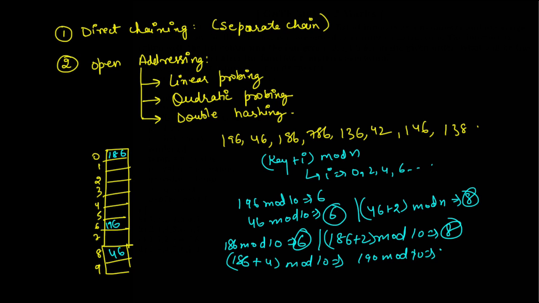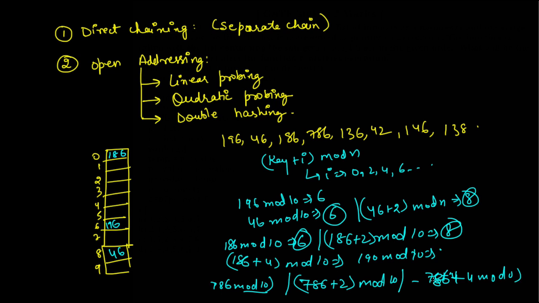Now the next data is 786. So 786 mod 10 gives us the location 6, which is already filled. So we find 786 plus 2 mod 10, and we get a location which is already filled. Then again we do 786 plus 4 mod 10, and again we get a location which is already filled, right? Then we do 786 plus 6 mod 10. Then I'm going to get the location 2. Therefore, this 786 will be put at location 2.